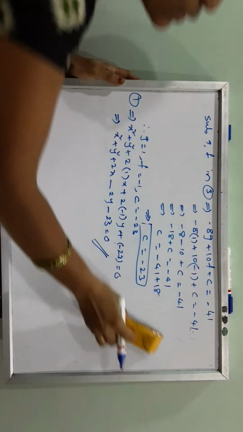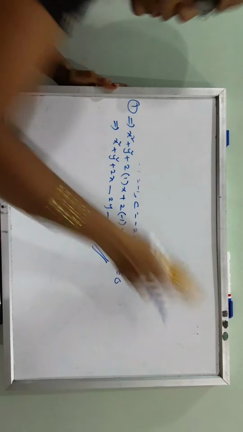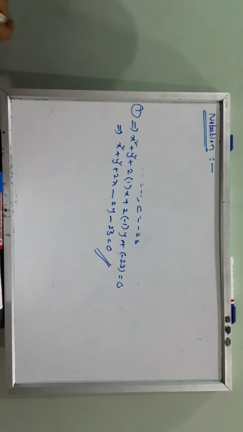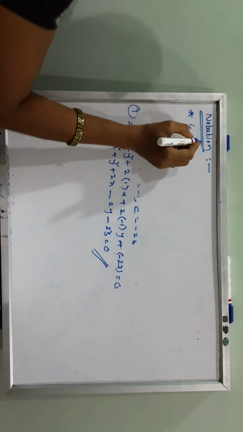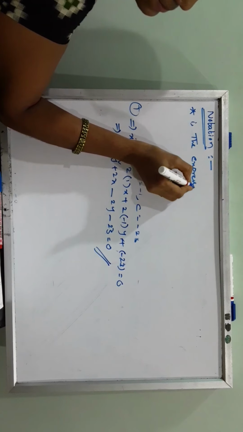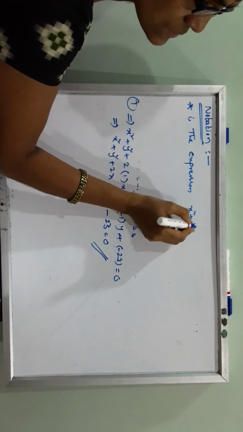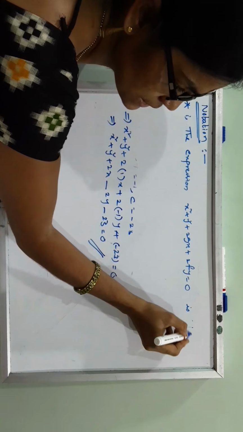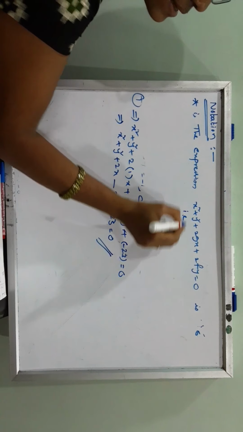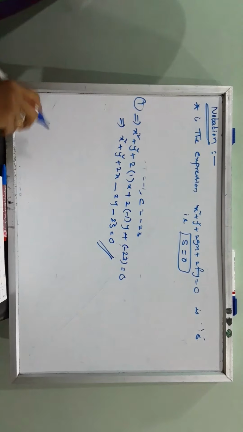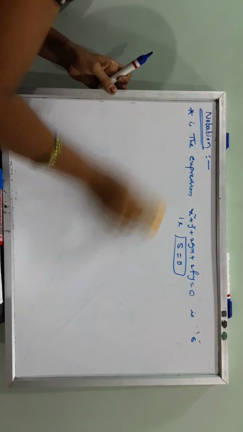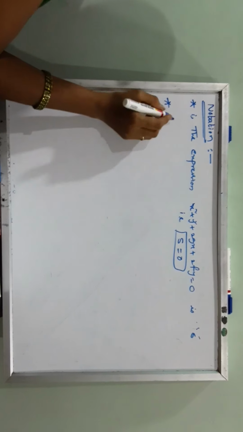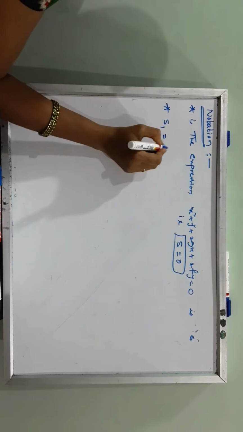Now the next concept is notation of a circle. The first one is the expression x square plus y square plus 2gx plus 2fy plus c is equal to 0, which is denoted by capital S. That is, capital S is equal to 0. The second notation is S1.